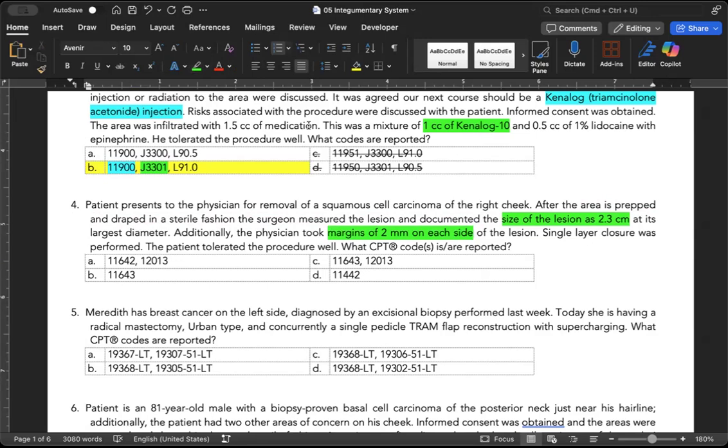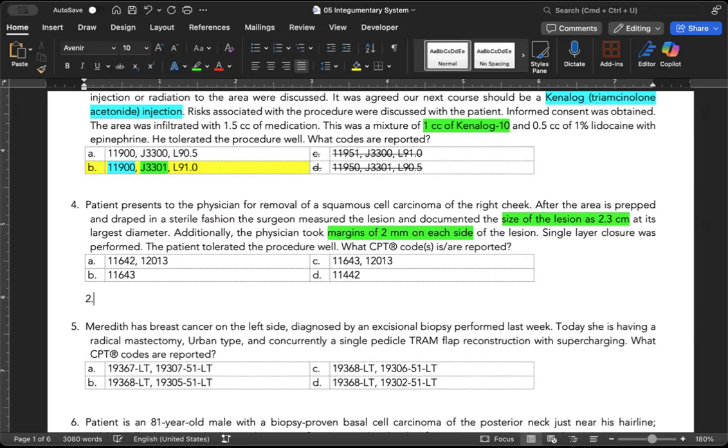2.3 centimeters plus 2 millimeters on each side. So if we have 2.3 centimeters, 1 millimeter is 0.1 centimeters, and we've got that on each side. So technically we're going to add 0.2 centimeters for the margin. That's going to give us 2.5 centimeters.